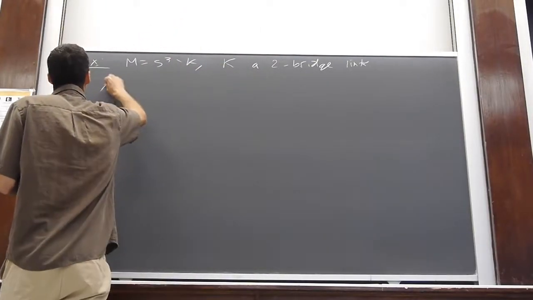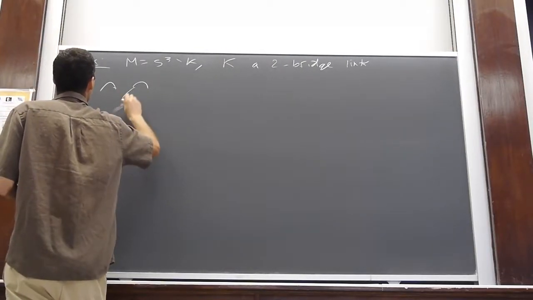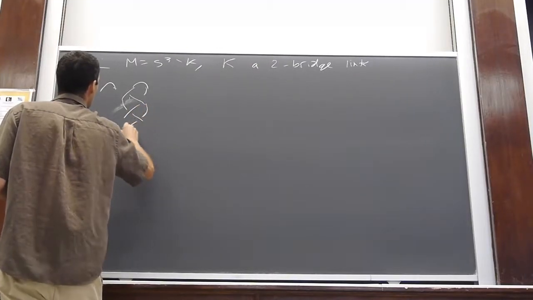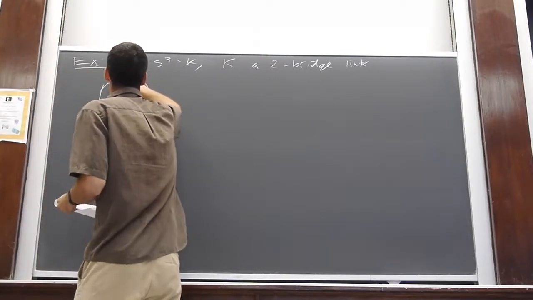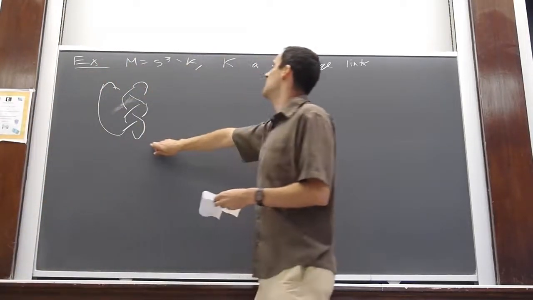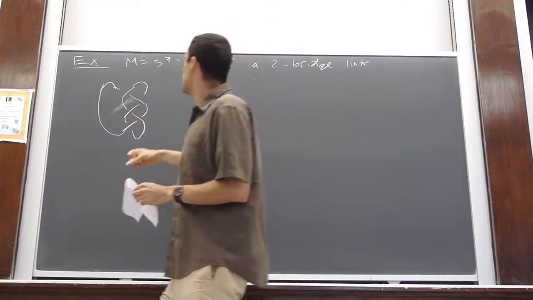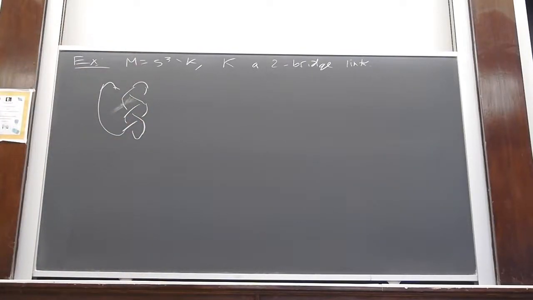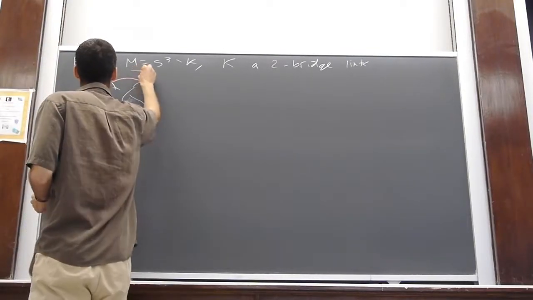So here's a two-bridge link. You have 2 maxima at the top, 2 minima at the bottom, and a braid in between. If you're bored, an easy exercise is to check that this is actually a planar isotopy of the same diagram of the relevant link. Now I'm going to take a single arc connecting the 2 maxima.